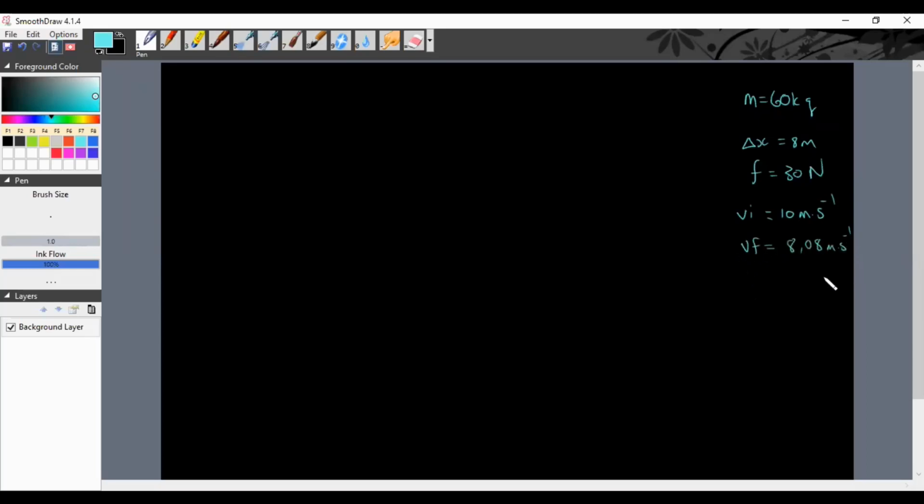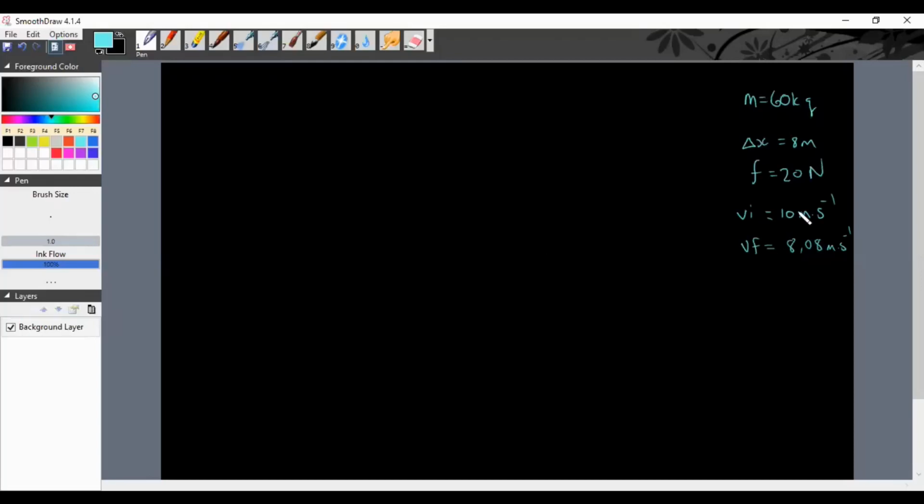This was at the top of the slope. And did I say frictional force? So frictional force was not 30, it was 20. Sorry, I just read the scenario properly now.